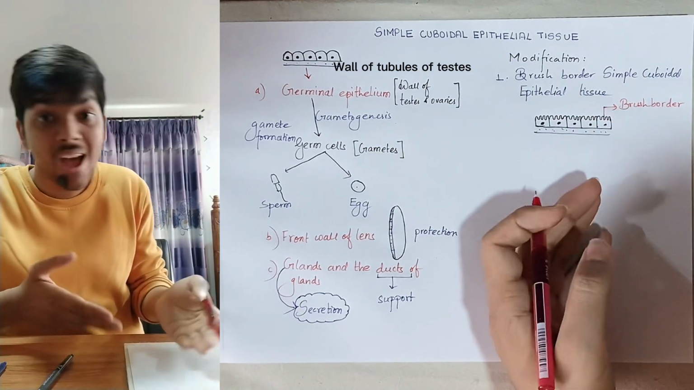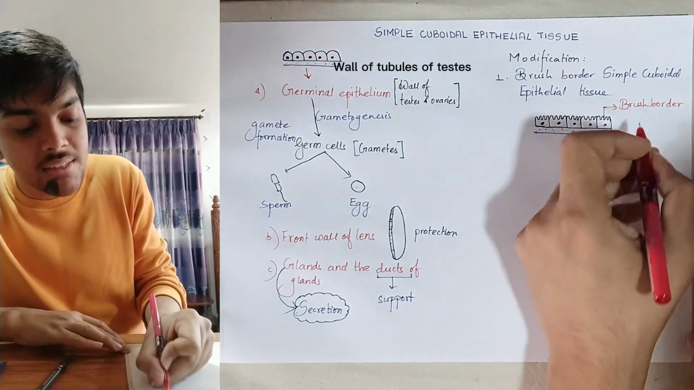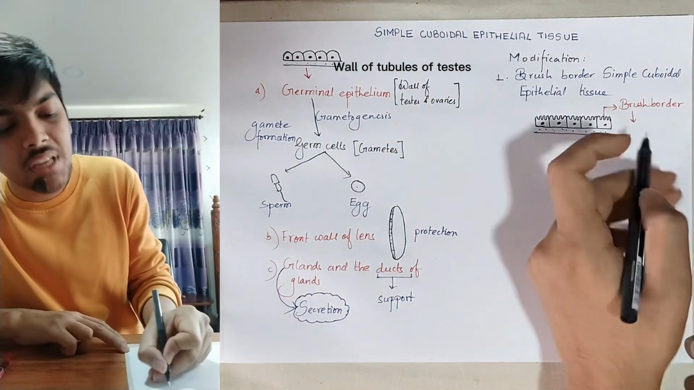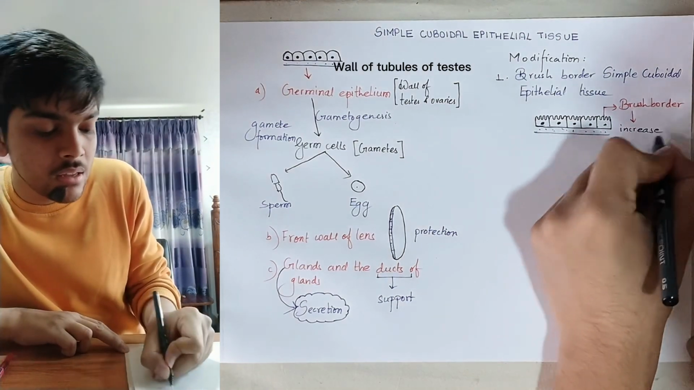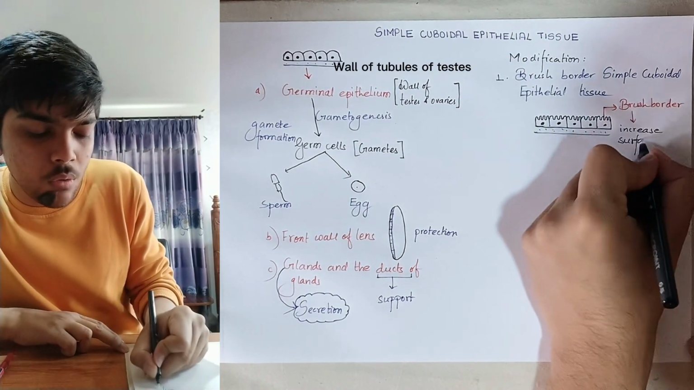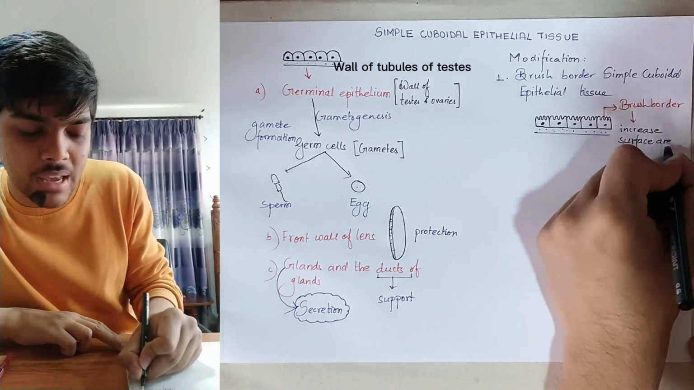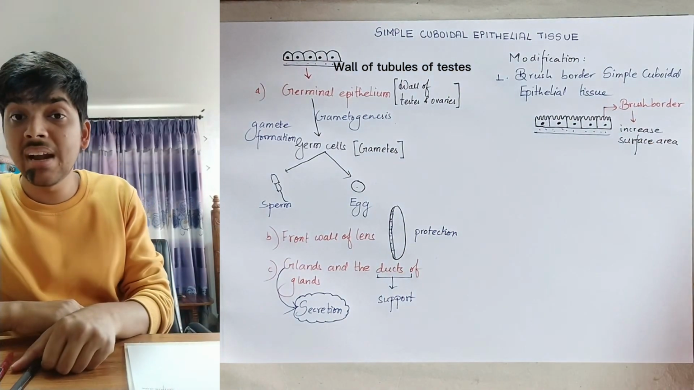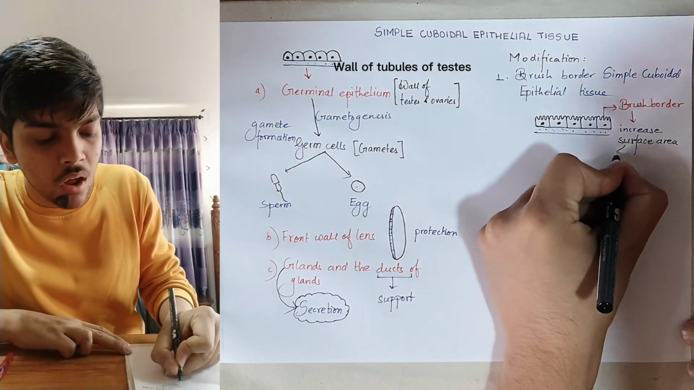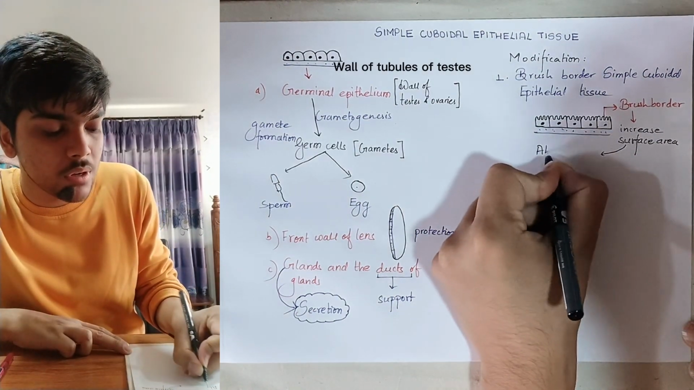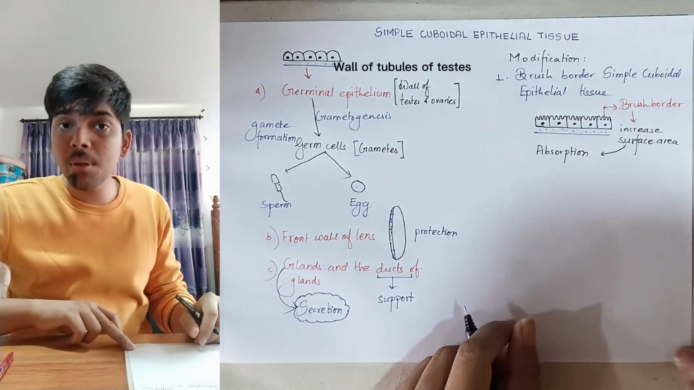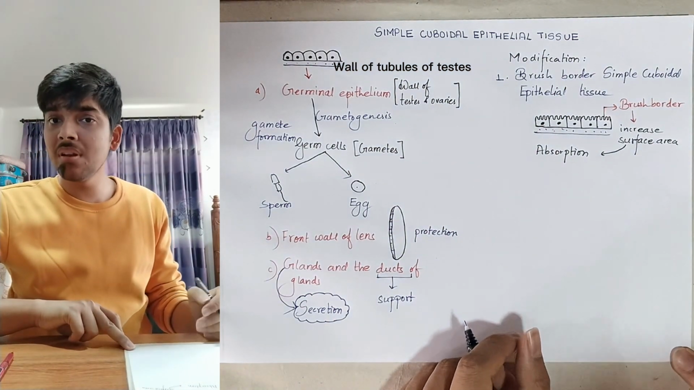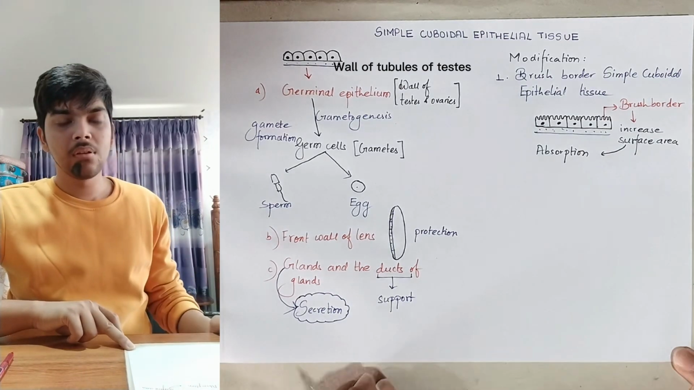What's the advantage of having brush border epithelium? This increases the surface area of the free surface. And what's one significance of having greater surface area? It's none other than absorption. The more the surface area, the more the area for absorption.